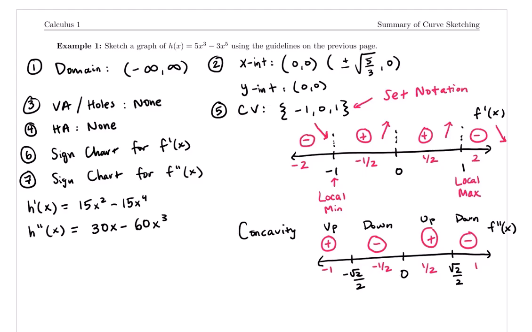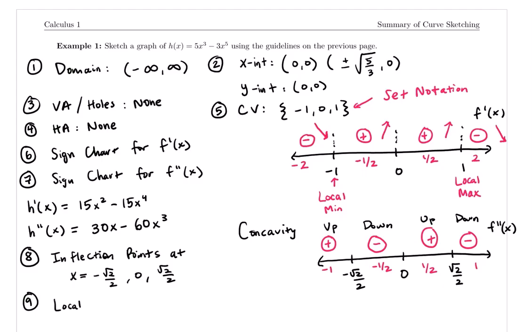So from here, we can move on to item number 8 on our list of guidelines or steps, and 8 asks us to locate inflection points. And as a reminder, an inflection point is an ordered pair where the concavity changes. So as we can see, there are inflection points at negative square root of 2 over 2, 0, and positive square root of 2 over 2. Okay, so item number 9 asks for y values of key points. So here's 9, and I'm just going to label these all as ordered pairs for ones that we haven't found yet.